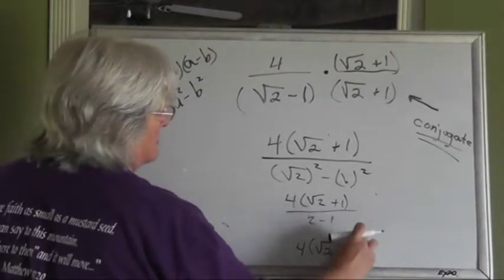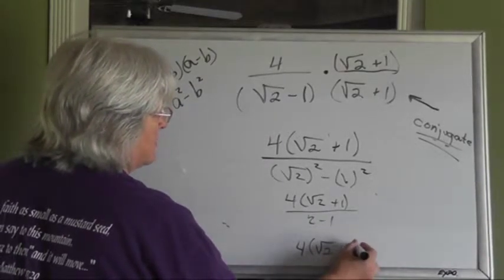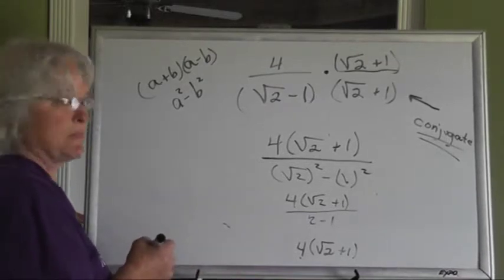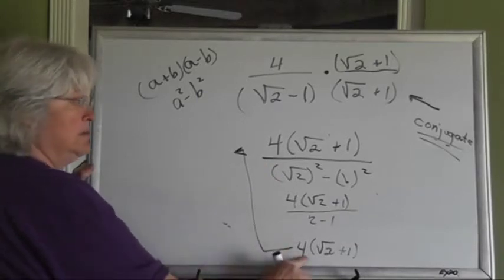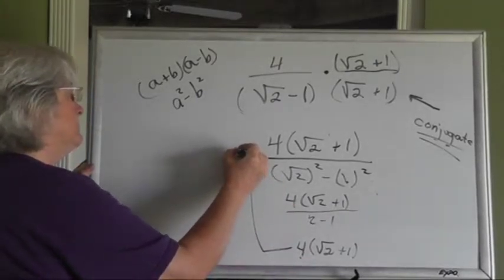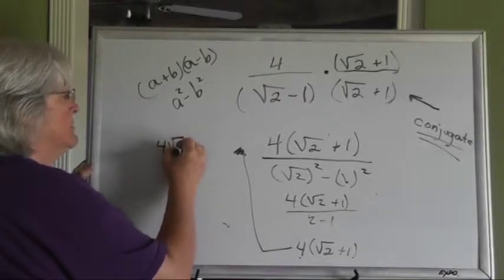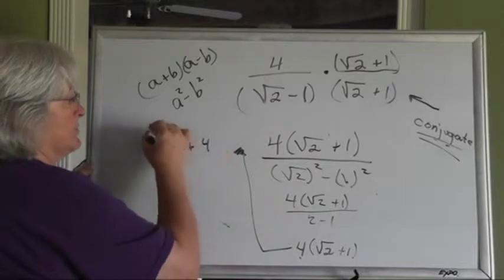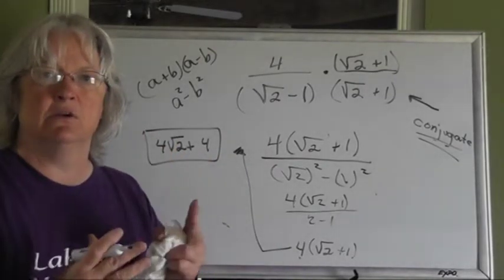Now, what's wrong with this? 4 times quantity of square root of 2 plus 1. Well, that's right. I still need to distribute the 4. 4 times the square root of 2 plus 4 times 1 is 4. That's all there is to multiplying these.